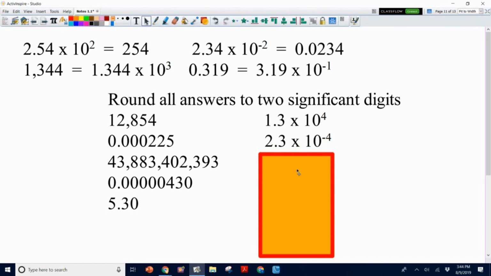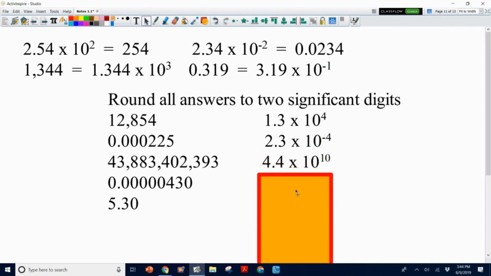Okay, the next one, 4.4 times 10 to the 10. Now this is a number larger than 1, so your exponent is positive. We move the decimal 10 times to get it between the 4 and the 3. This number is an 8 after the second significant digit, so that's going to round that to 4.4. Okay. 4.3 times 10 to the negative 6th.